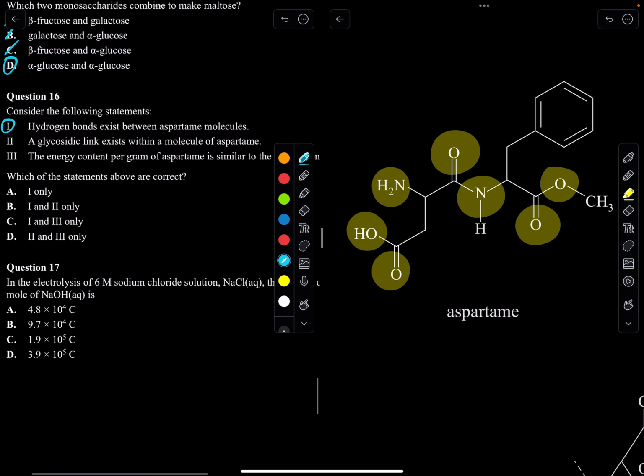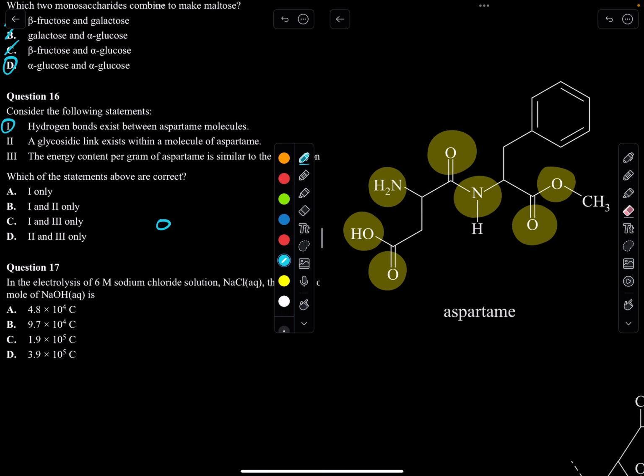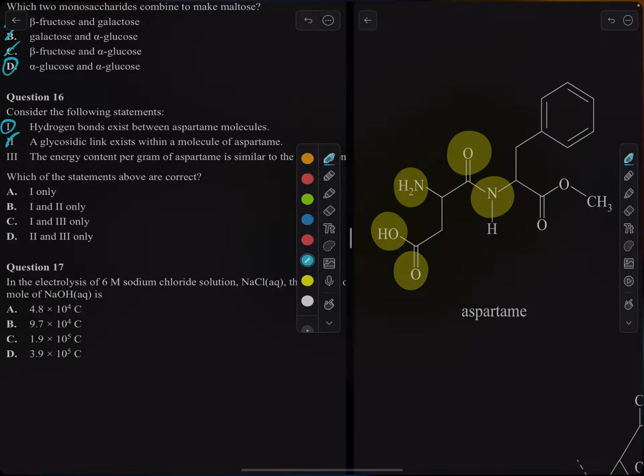We can actually form those hydrogen bonds. That's good. A glycosidic linkage exists within a molecule of aspartame. Remember, glycosidic linkage is like an O, like that. So let's have a look. Not true. This part here is an actual ester group. This one here you've got an amide group. So that's not true. And this one here is a carboxylic acid. Not true. That's wrong.